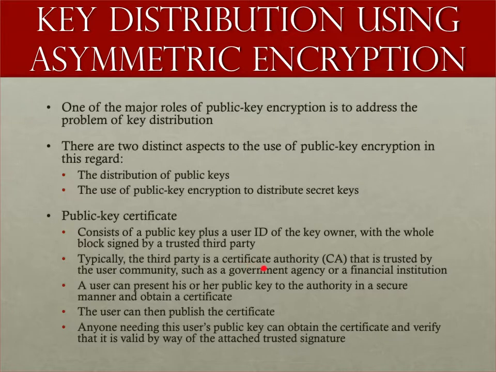Okay? Typically, the third party is a certificate authority. So here, instead of the terminology that we use for the case of Kerberos, which is authentication server, we call it a certificate authority, okay? That is trusted by the user community. It is trusted, okay? So it's a fact. You have to trust it. You don't have any other choice. Such as a government agency or a financial institution. So, and actually, a certificate authority now is built as a service in, for example, Windows Server. Okay, so Microsoft has a certificate authority, and they integrate this in their operating systems.